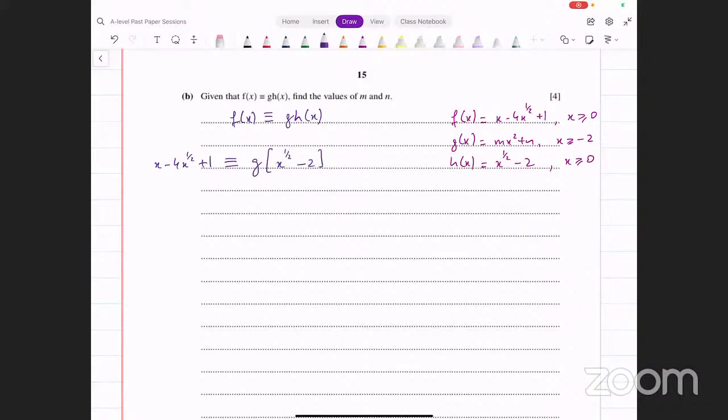Okay, what do we get then on the right side? Left side पे कुछ नहीं आपको करना, उसको as it is रहने दें. g के अंदर ये इनपुट कर दें. So g के अंदर जहां पे भी x आ रहा है, x की जगह पे हम ये डाल देंगे m into x raised to power 1 over 2 minus 2 whole square plus n.